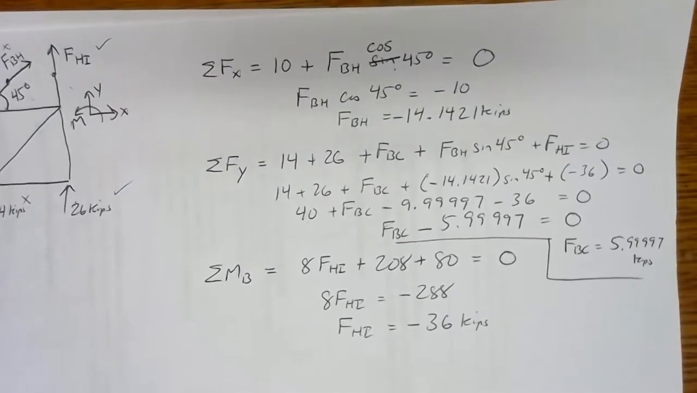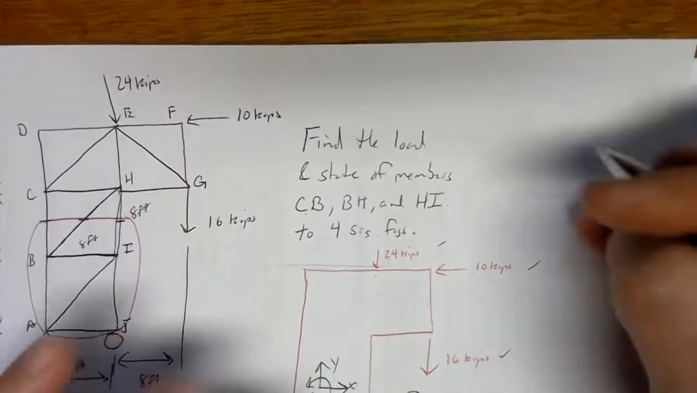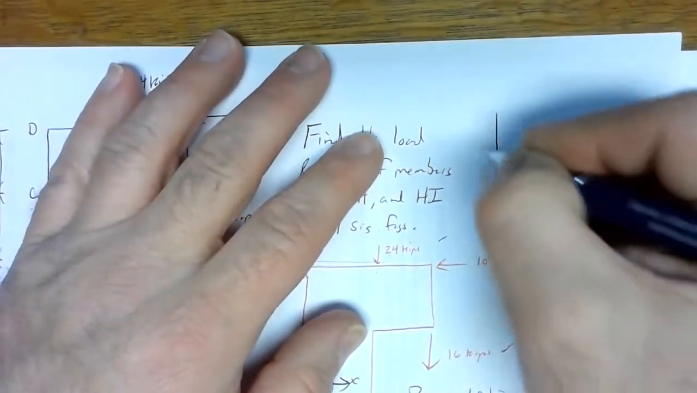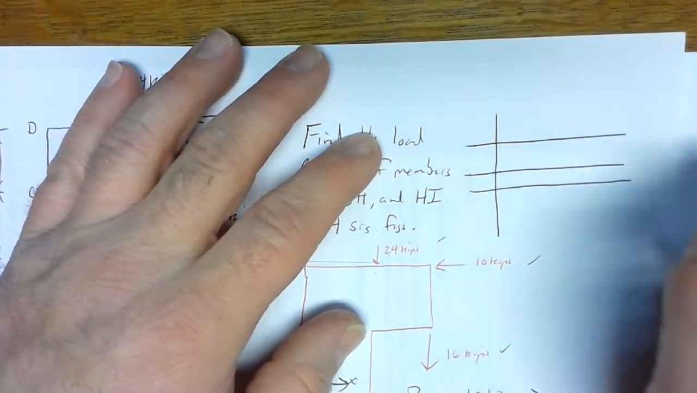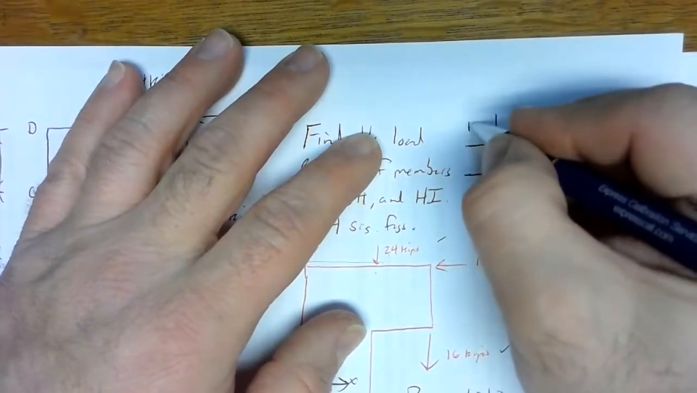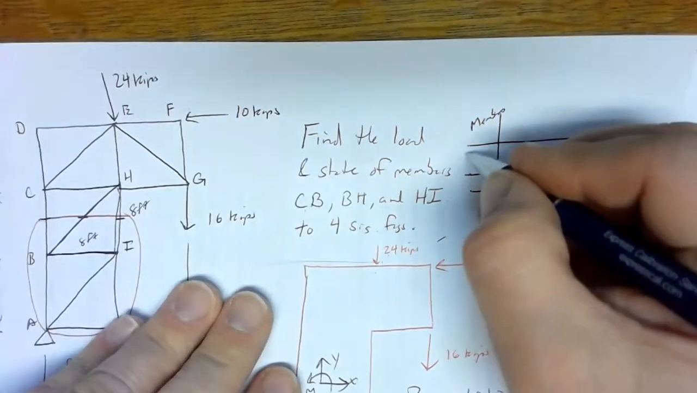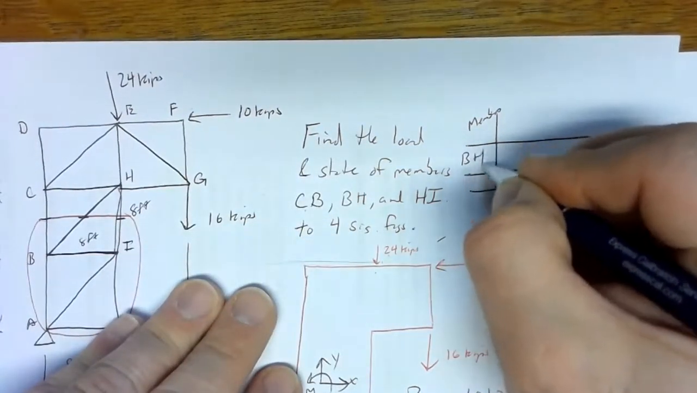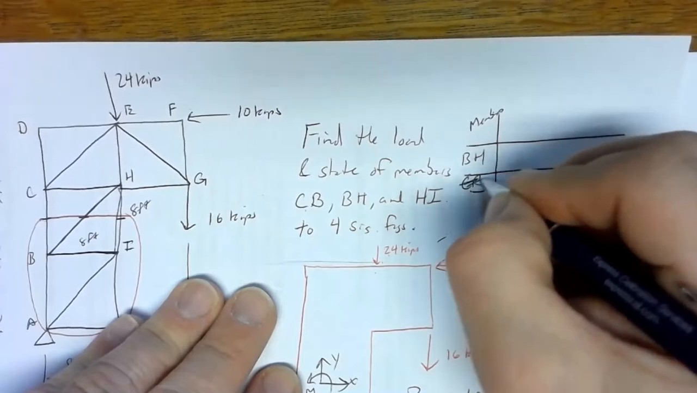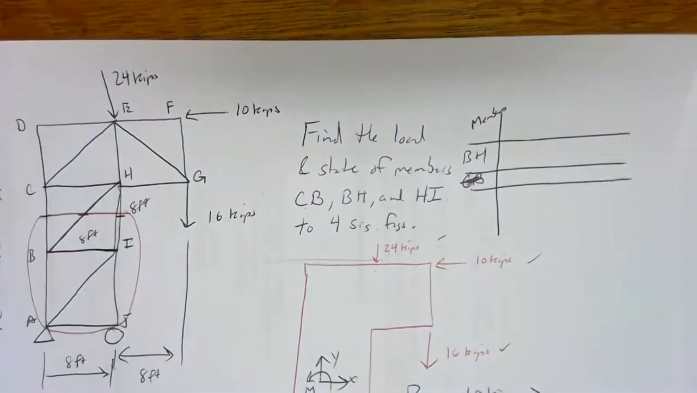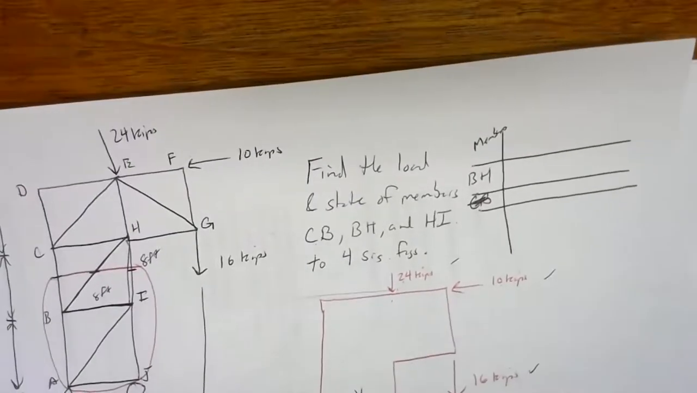So let's go translate these over to a table, and we'll round off our answers to our 4 sig figs. So we have our members. We had BH, CB, which really should be BC, I suppose. Let's draw that on a different one. Sometimes I miss the whiteboard.